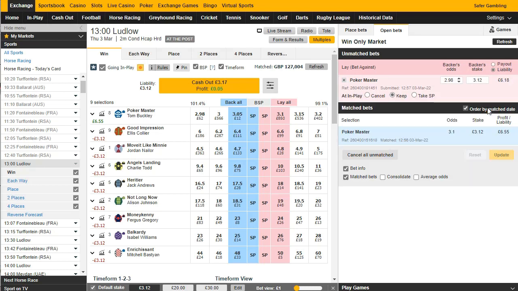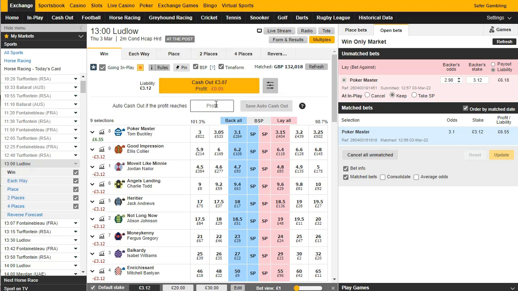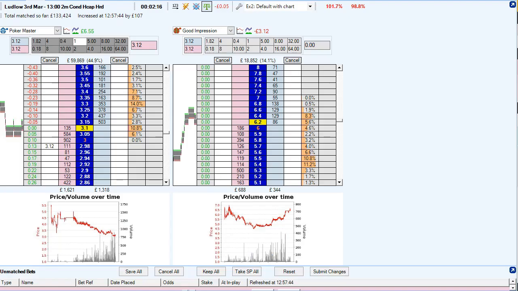Now there's other things you could do here. If you get an idea of what price you want to get matched at, or the amount of money you want to make, you could just go to auto cash trade out and say, trade out if I make at least 10 pence or something like that. But the best way to do it is here. Now if you go back over to the trading software, you'll see that bet is actually there ready to get taken.